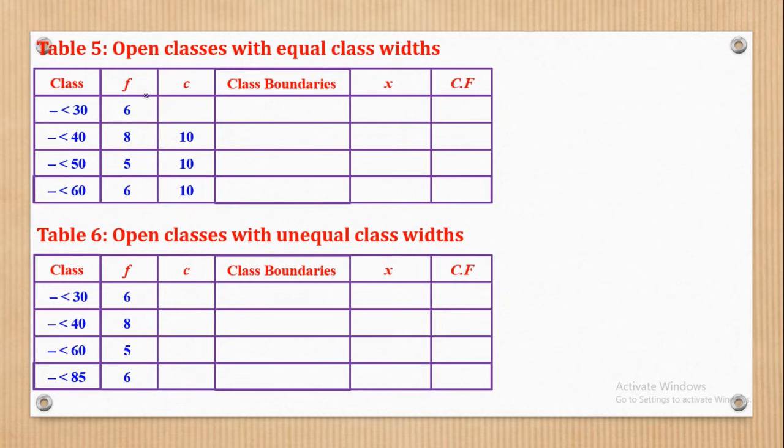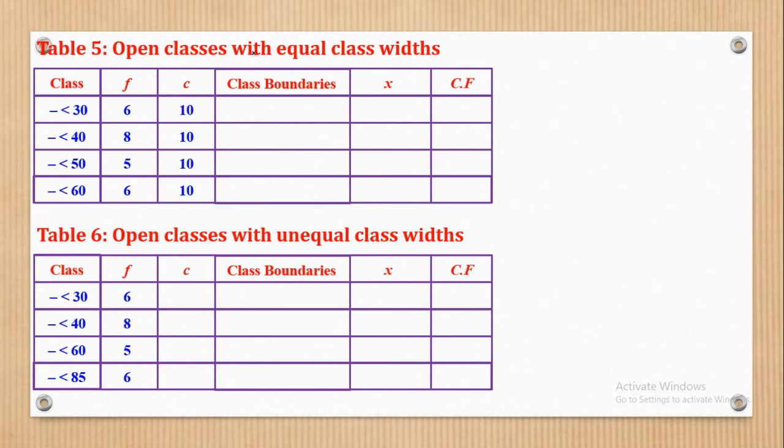For this one, we don't have any class above which you can use to get this value. So how do we do that? You look at all the entries of the class widths. If all of them are the same, it implies that even this one has to be the same as before. So we are going to put 10 there.